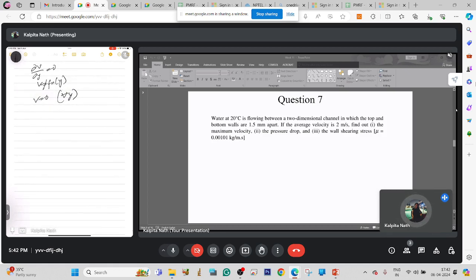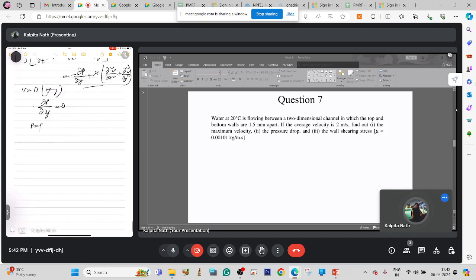Now we write the 2D Navier-Stokes equation, the y momentum equation. So rho times (del v del t plus u del v del x plus v del v del y) is equal to minus del p del y plus mu times (del square v del x square plus del square v del y square). v is equal to 0 for all y. Therefore, from here we get del p del y is equal to 0. That means p is a function of x only, right?